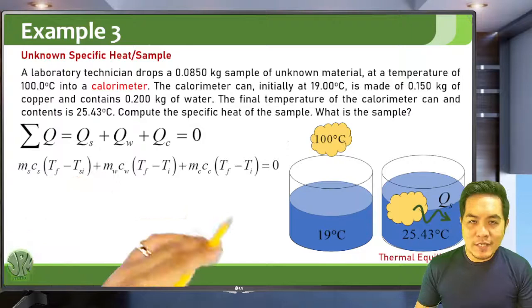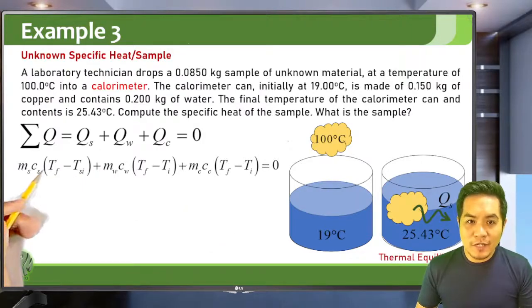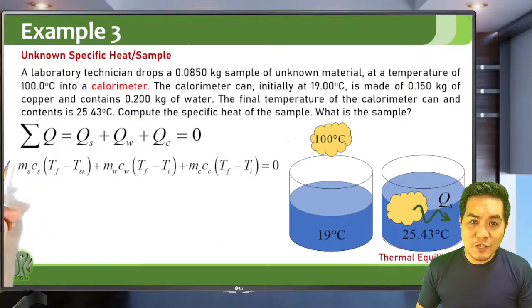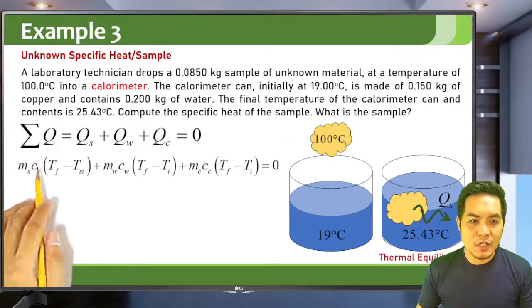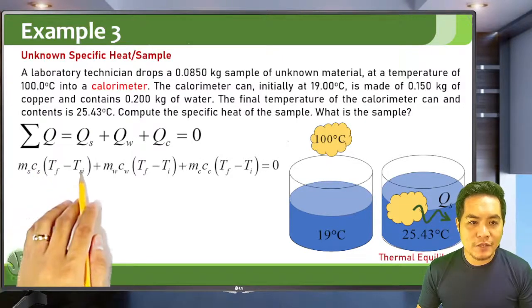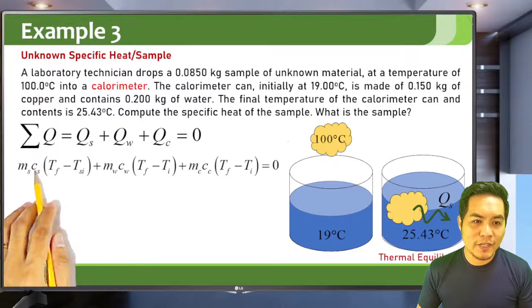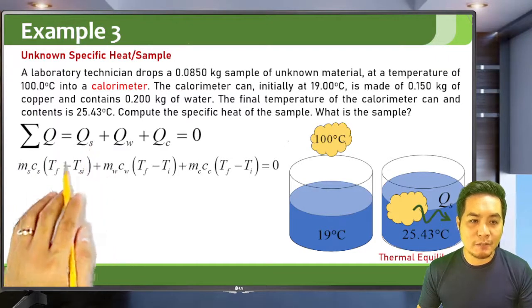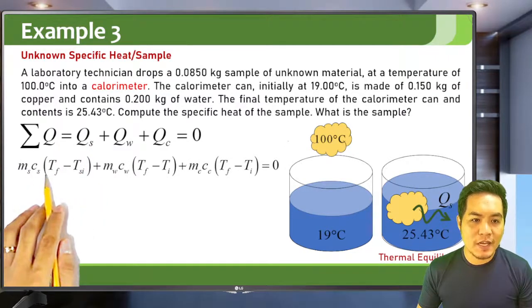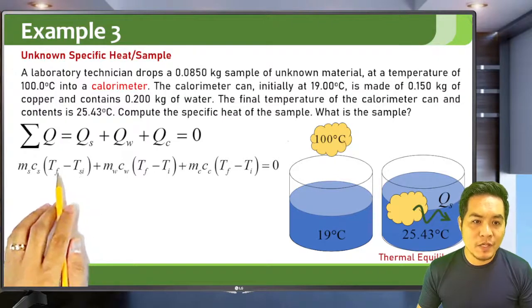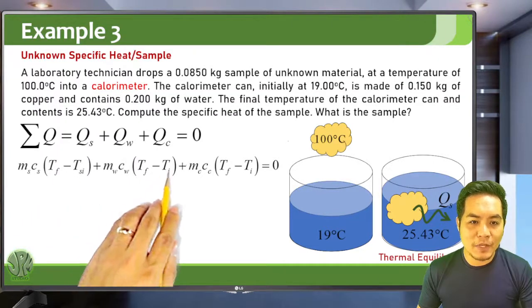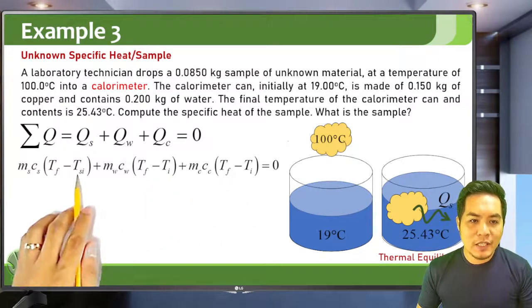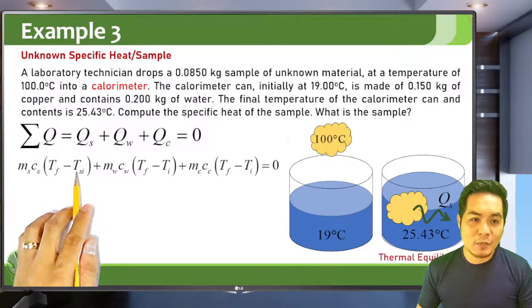Since there are no phase changes mentioned, only temperature change is present. So this is the quantity of heat for the temperature change of the sample: mass of the sample, c of the sample, change in temperature of the sample. They all have the same final temperature, but the initial temperature of the sample is 100 degrees Celsius.